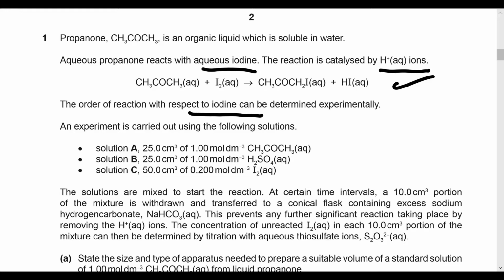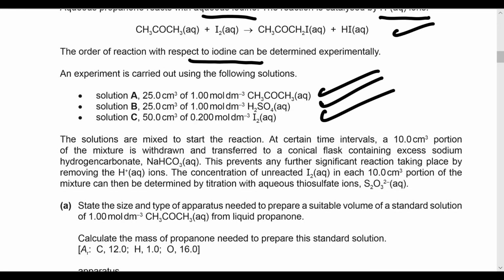An experiment is carried out using the following solutions. You have 25 cubic centimeter of 1 mole per cubic decimeter of propanone, 25 cubic centimeter of 1 mole per cubic decimeter of sulfuric acid, and 50 cubic centimeter of solution C, which is iodine, with the concentration 0.2 mole per cubic decimeter. So we have these solutions here. We are going to use all of these solutions to determine the order of reaction of iodine.